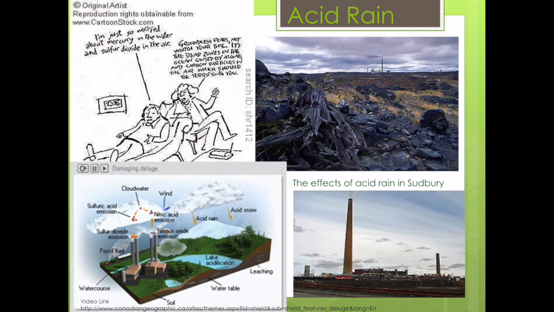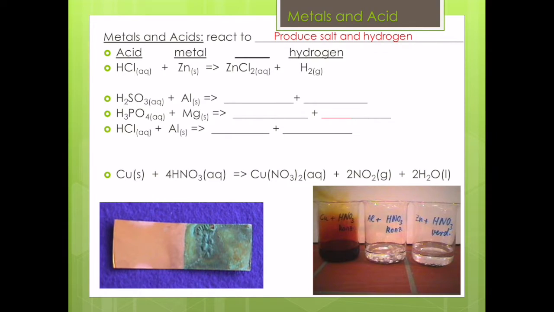Here's some more, right? And the smokestacks that you see here were actually designed to be tall enough to get the pollutants to go further away from the town, sort of on the prevailing wind currents. Again, not super great. Okay, so what happens when you put metals into an acid?